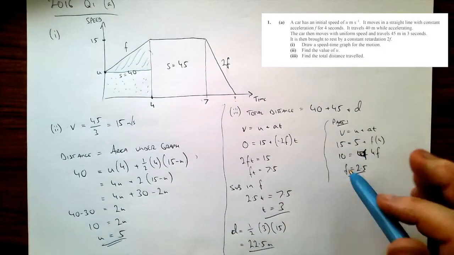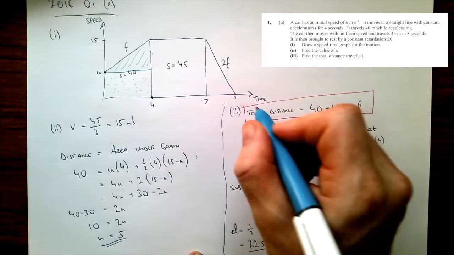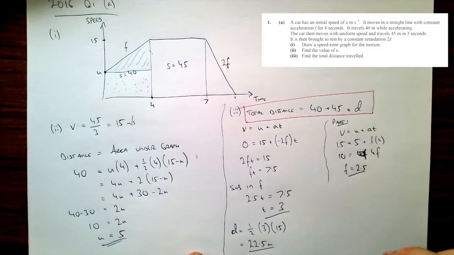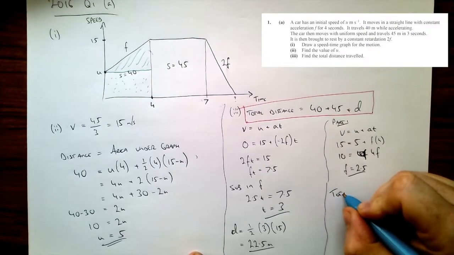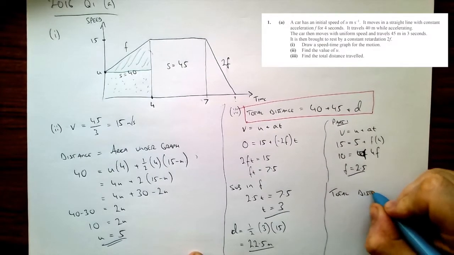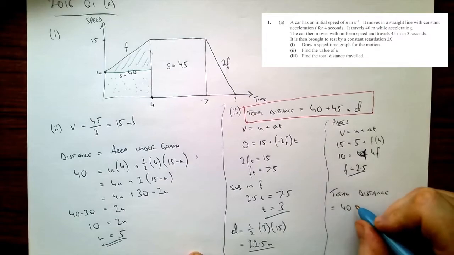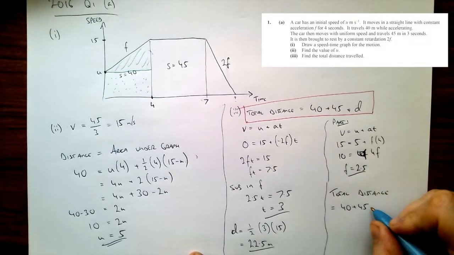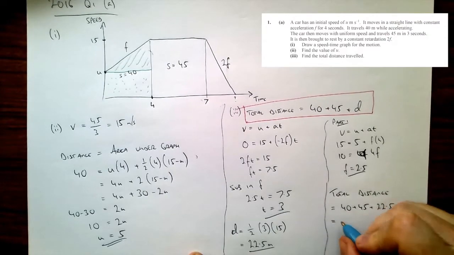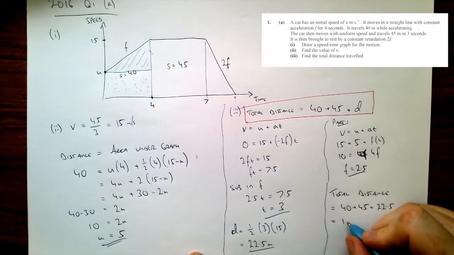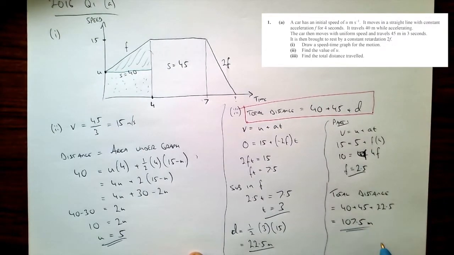But of course, remember, we needed to get the total distance here. So let's just come back and finish that. I'm going to have to again make a little bit of space over here. So total distance equals 40 plus 45 plus 22.5, and that, if we add them all up, is 107.5 meters. And now we're done.